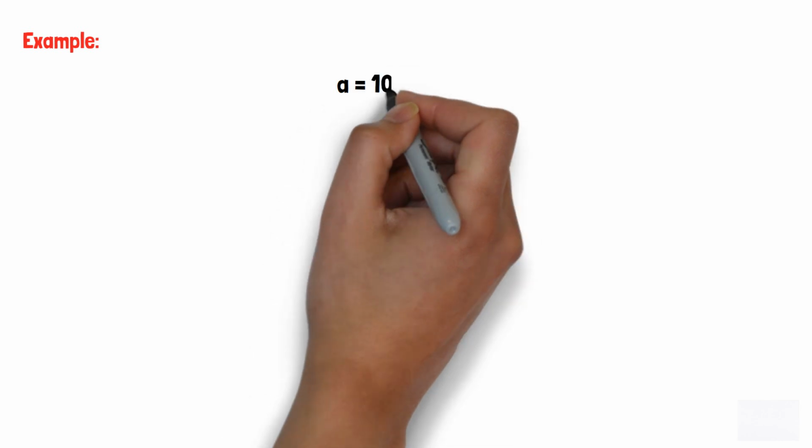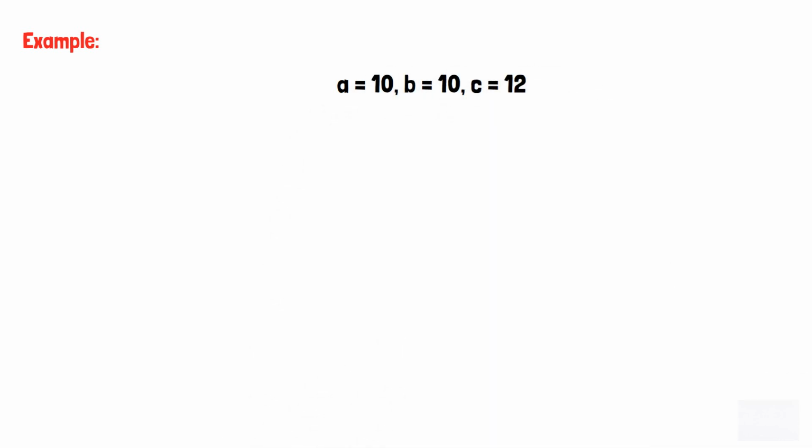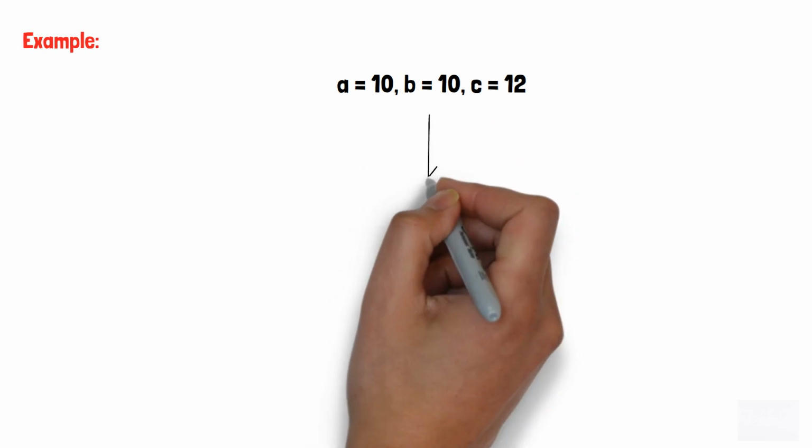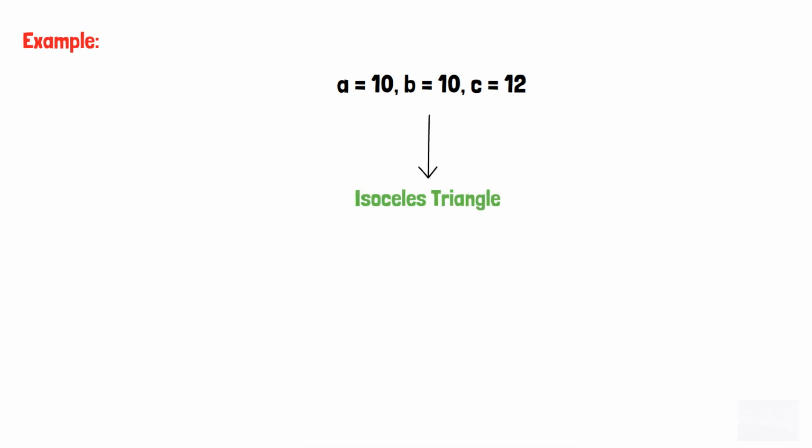For example, let's consider we have three sides provided by the user. Let's say 10, 10, and 12. As two sides are equal, thus, it is an isosceles triangle, and hence our program should print 0. Now let's dive in to construct a flowchart.